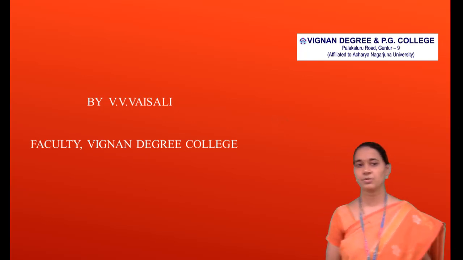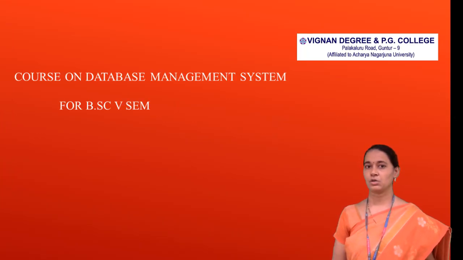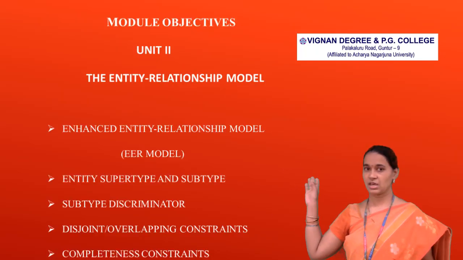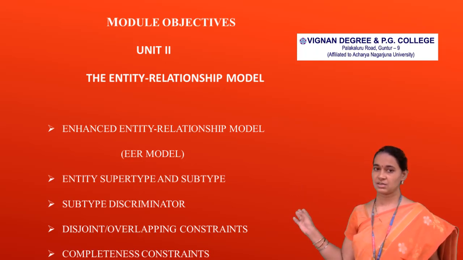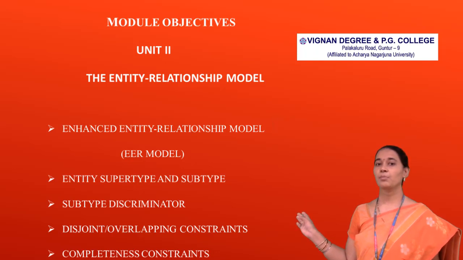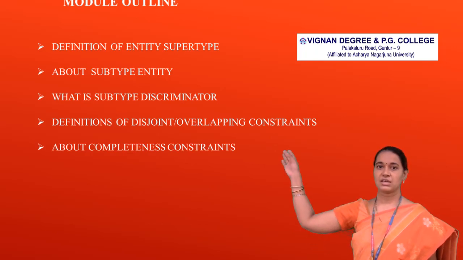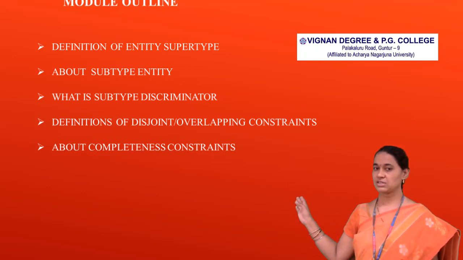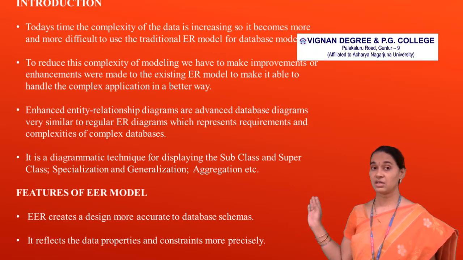I am going to deal with the course of the DBMS, which is the DSA 5th semester paper, in which I am going to tell about the module objectives, the second unit, which includes the ER model. I am going to discuss the enhanced ER model, entity supertype, entity subtype, disjoint overlapping constraint, completeness constraint, and entity clustering. So the module outline would be: what is an entity supertype, the entity subtype, what is a subtype discriminator, followed by the definitions that include disjoint and overlapping constraint, completeness constraint, and entity clustering. Let us now discuss them in detail.